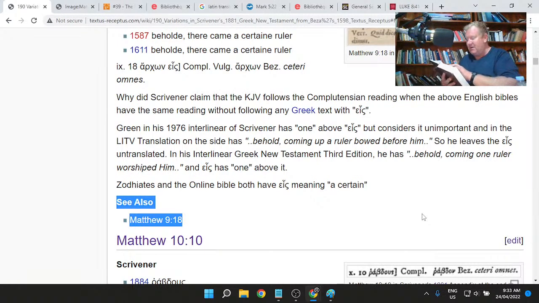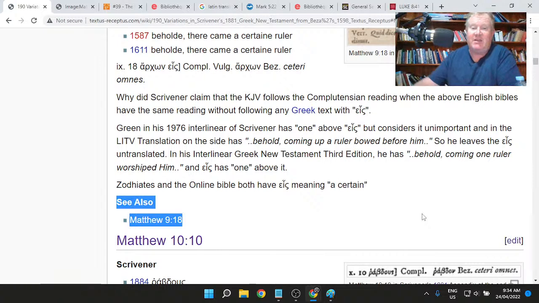It's kind of strange, because you'd think with the ice there he would. And so in his interlinear he has, "behold, a ruler, one coming, worshipped him." So he definitely has the ice meaning one. But I think the thing is, it's kind of redundant.